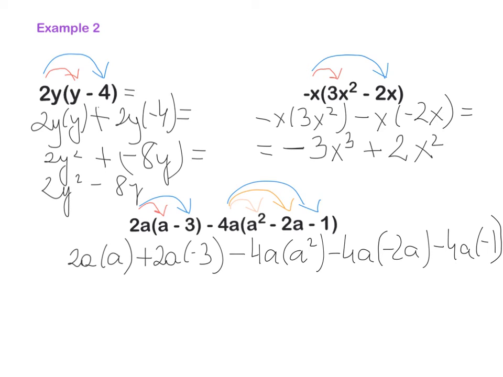Okay, now using the next rule, letter by letter, number by number, okay? So 2a multiplied by a is a squared, so we have 2a squared. Next one, 2a multiplied by minus 3, we have positive and negative, so that is negative 6a. Then we have minus 4a multiplied by a squared, the same, number by number, letter by letter. So we have minus 4, and a multiplied by a squared is a to the power of 3.